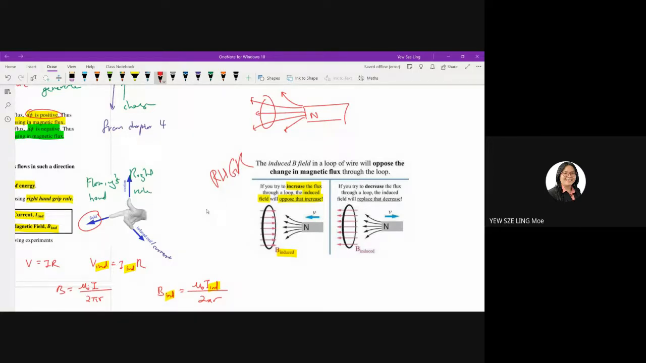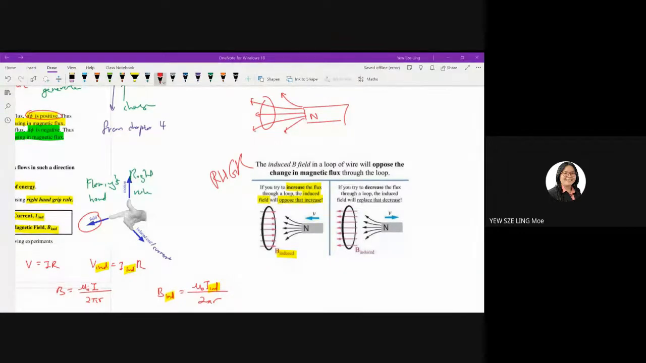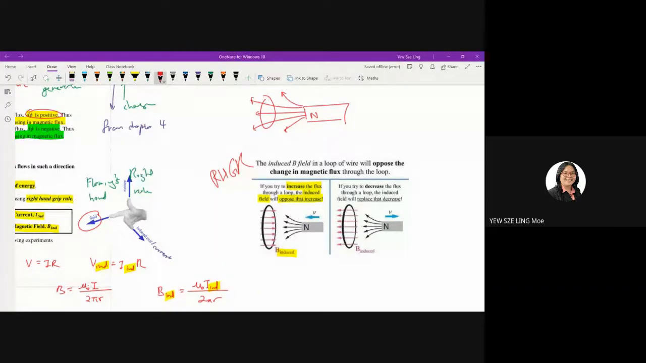Frankly speaking, I like to use the right-hand grip rule more than Fleming's hand rule. Sebab apa? Sebab right-hand grip rule can be used in all sorts of situations, whereas Fleming's right-hand rule can only be used for a straight conductor. Dia tak boleh guna untuk coil. So for a coil, no matter what, you have to go back to the right-hand grip rule. That's why buku anda gives you the right-hand grip rule, because it can be used in all sorts of experiments.